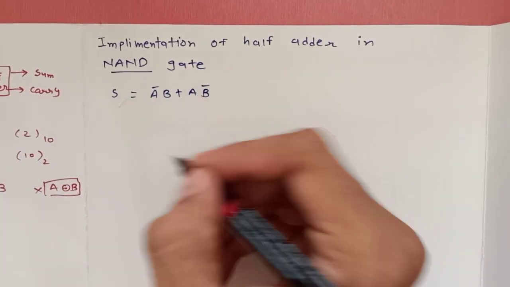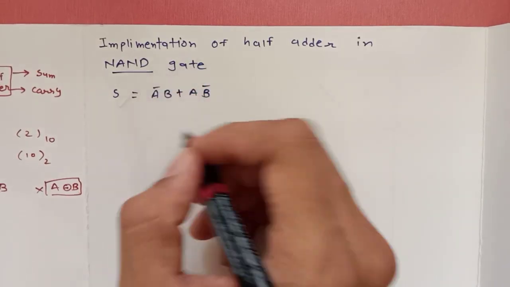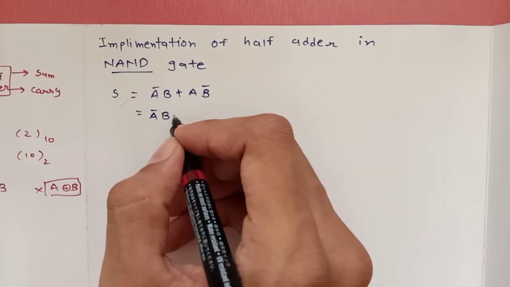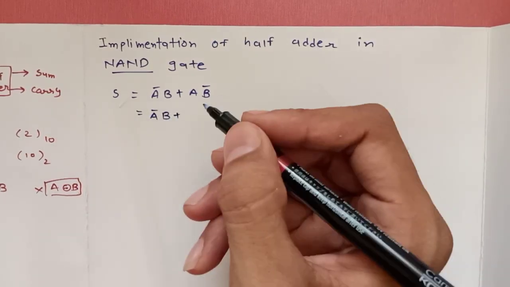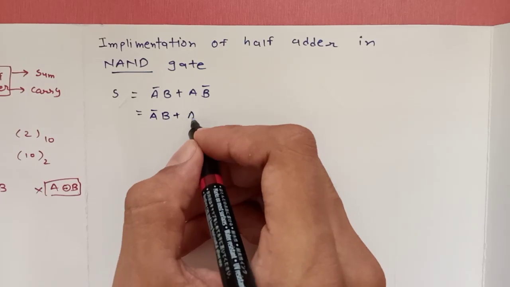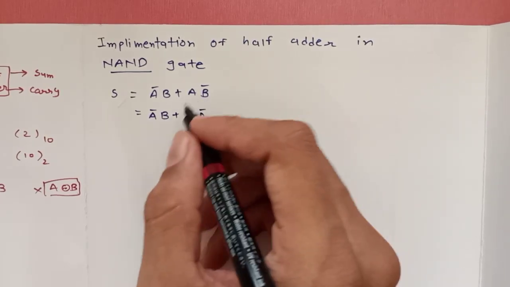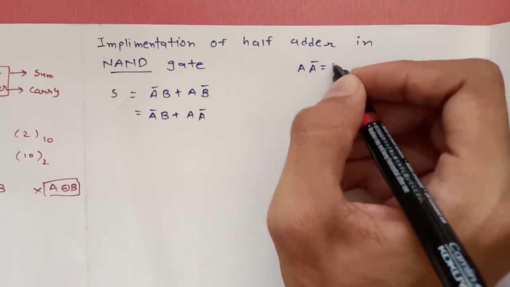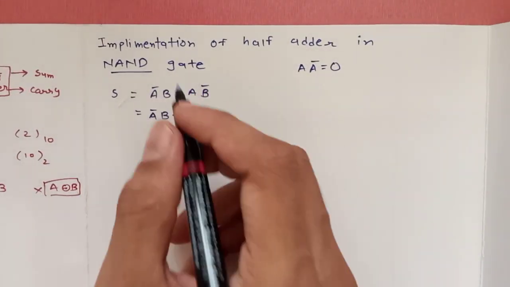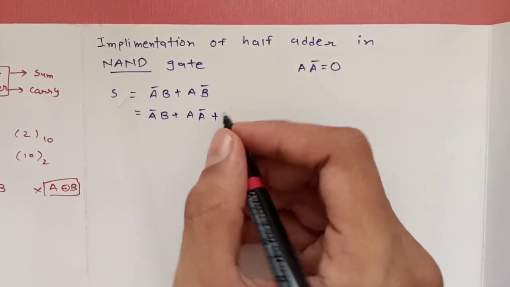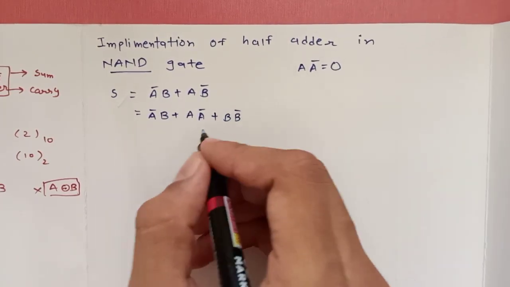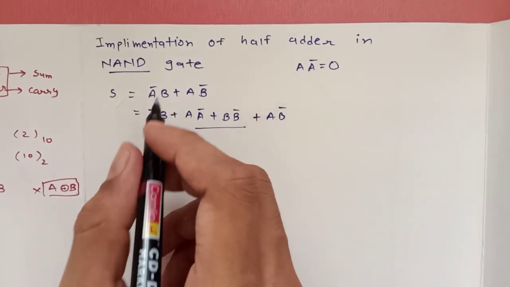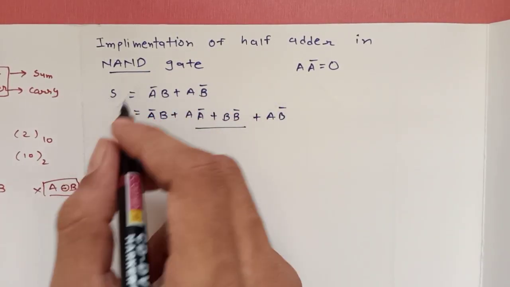But we want the minimum operation or minimal expression, so we add another term that you must know while doing a half adder for minimal expression. I add A bar A, and A bar A is equal to 0, so it will not affect this expression. Another term is B bar B. These two are added to A bar B and A B bar, which we already have in the sum output.